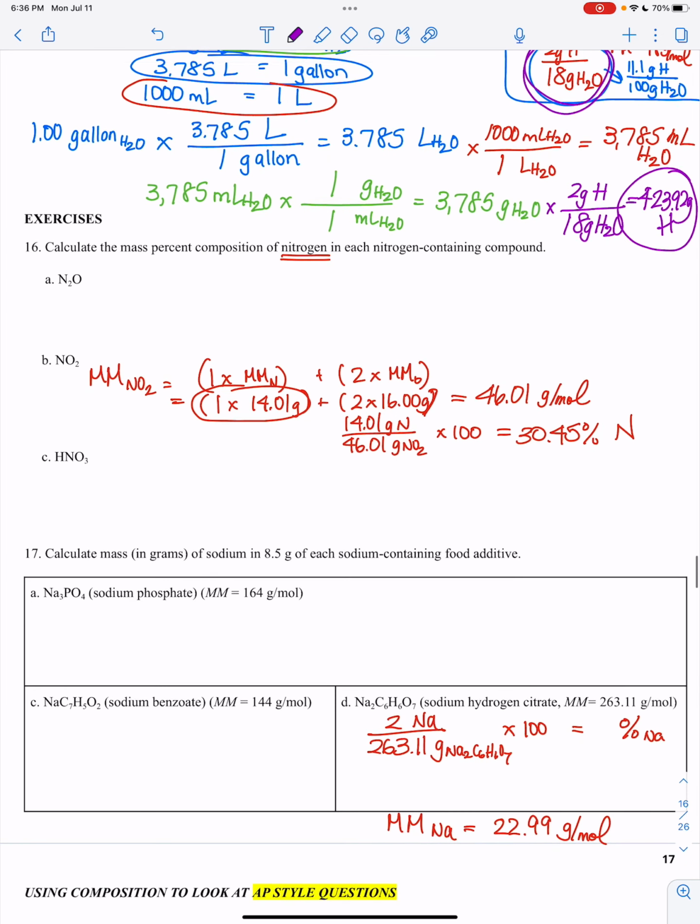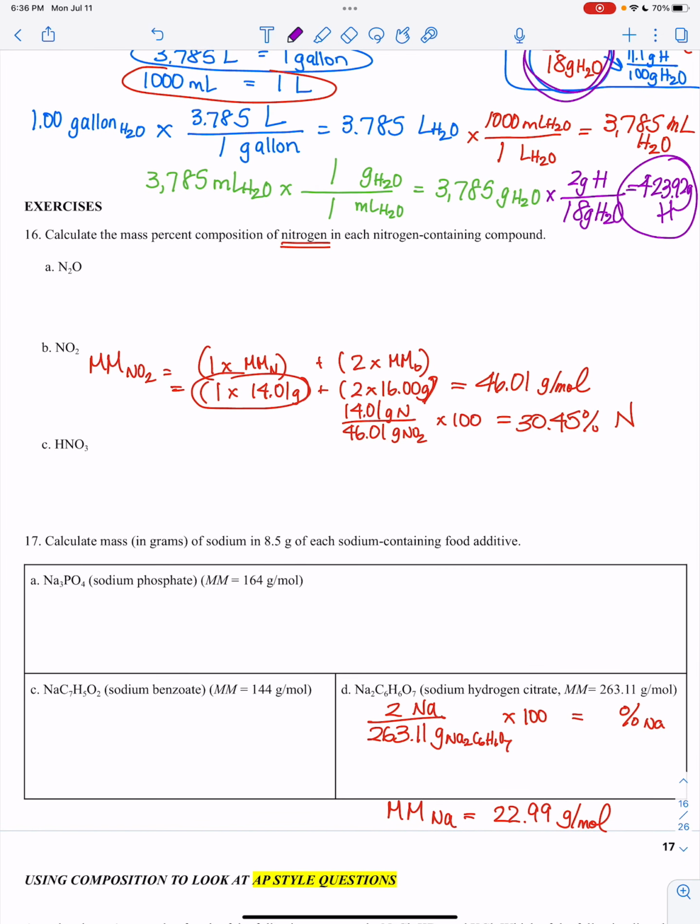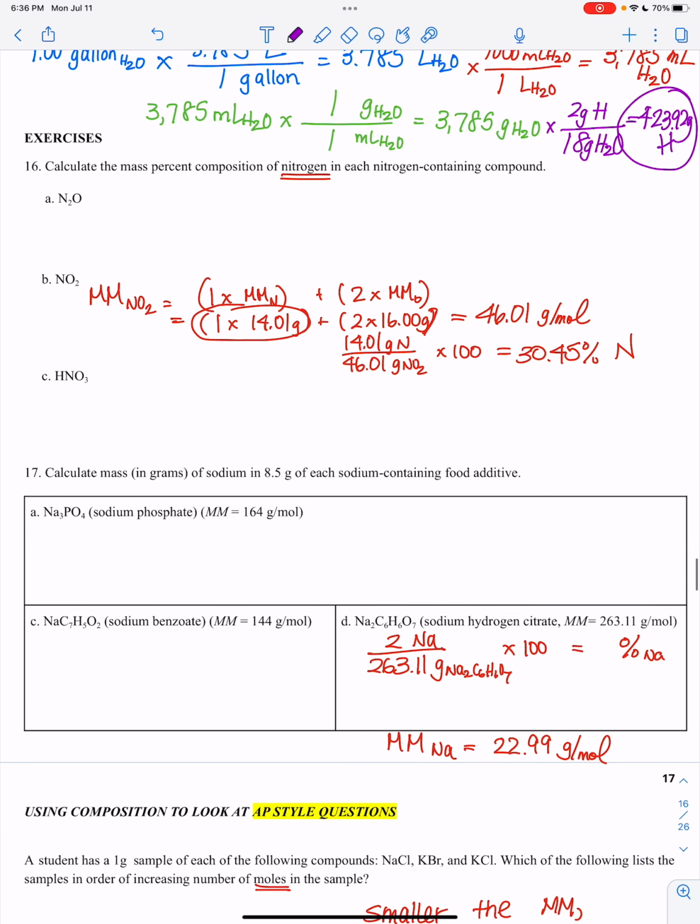All right. For exercise 16, I want you to calculate the mass composition of just nitrogen in the compound. You're going to have to calculate the molar mass of each compound. I did B for you here.